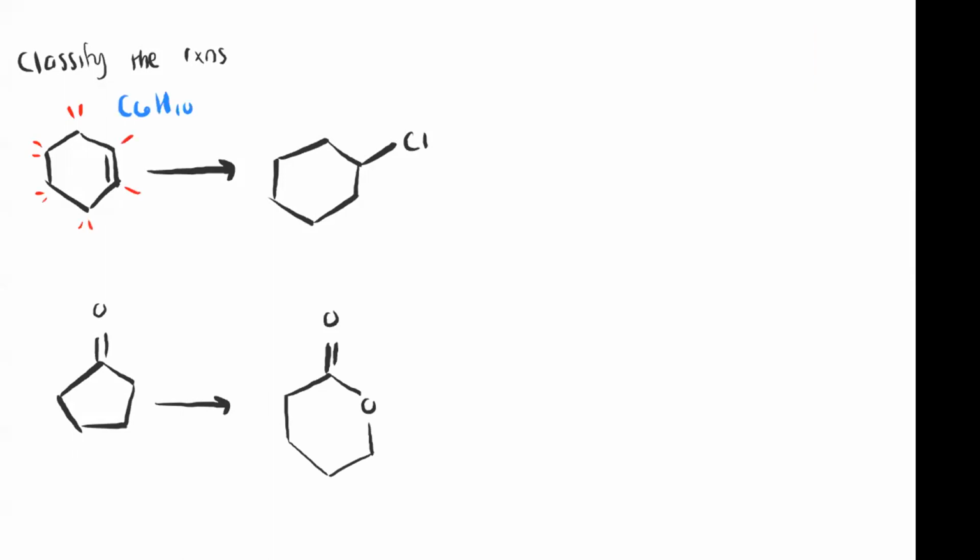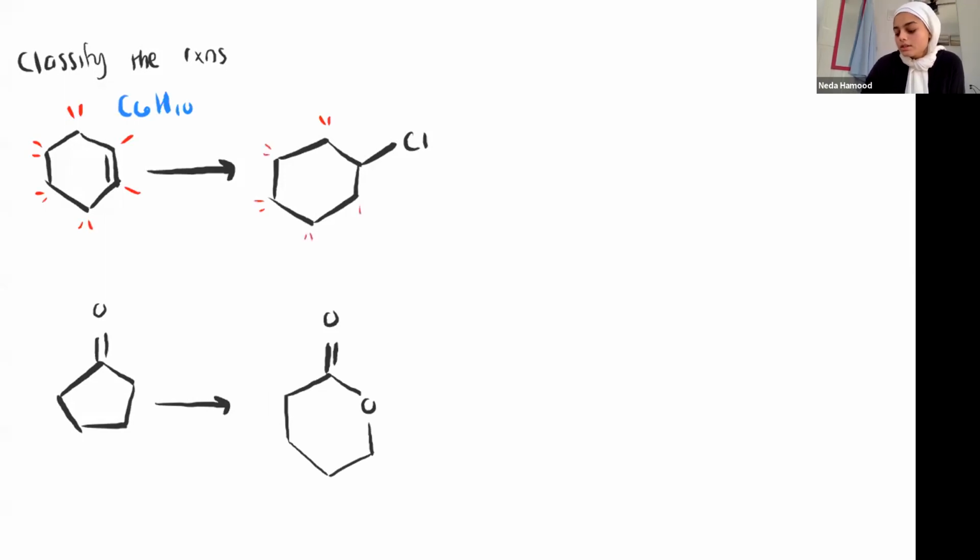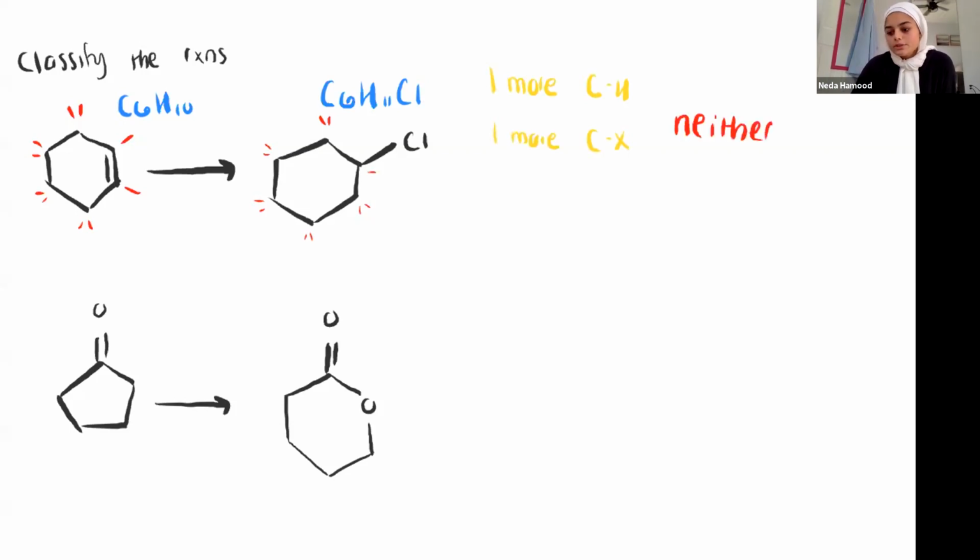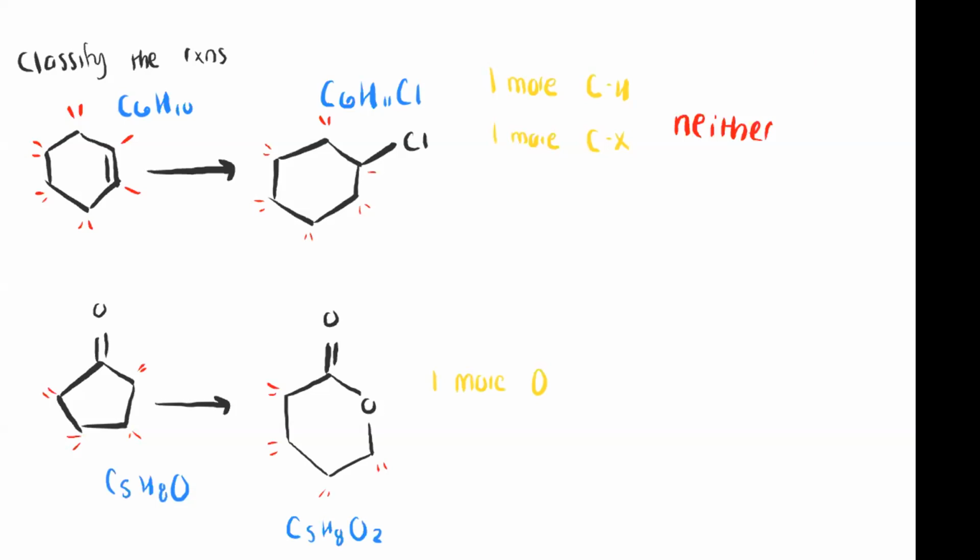Counting that, we have C6H10, and then over here, counting our hydrogens, we have C6H11Cl. So if you write a little analysis, we have one more CH and also one more CX. This means that this is neither. Awesome. Then if we do this one and count our hydrogens, we have C5H8O, and counting this one, we have C5H8O2. If we have one more oxygen, what does that mean this one is? Oxidation. Awesome, this is the oxidation.